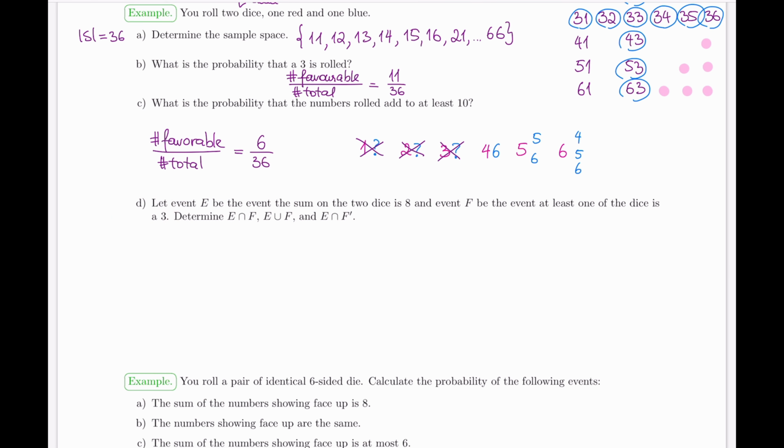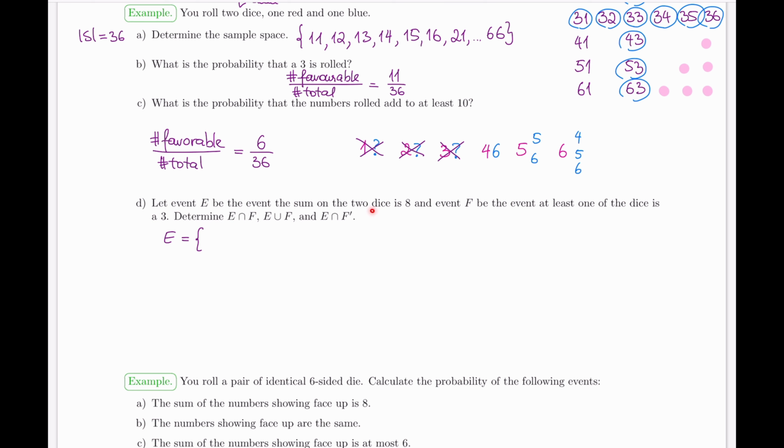Take a look at the next part. Here we're going to define 2 events. E is the event that the sum on 2 dice is 8, and F is the event that at least one of the dice has a 3 on it. First of all, let's write out all of the outcomes for each of the events. Remember that an event is a subset of a sample space, so I can simply write out all the possibilities.